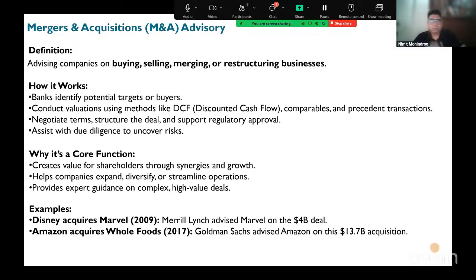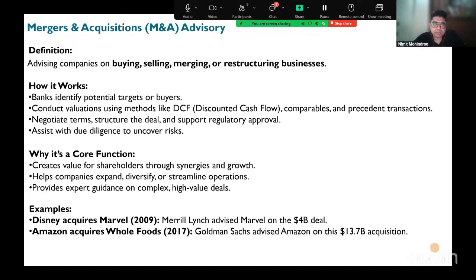So why is it a core function? It creates value for shareholders through synergies and growth. So as we know, if a company buys another company, the shares could either grow or decline. So these are part of the risk that's been analyzed by investment banks to ensure that shareholders get the best value. It helps a company expand, diversify, or streamline operations. Again, depending on what the appetite and what the growth and objectives of every business is, it can achieve those.